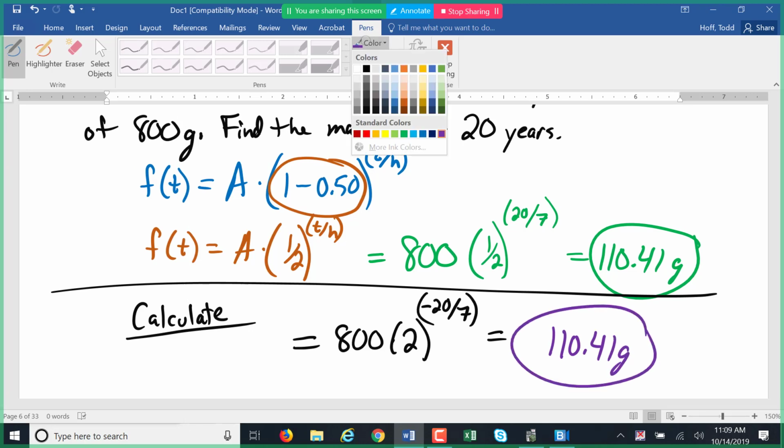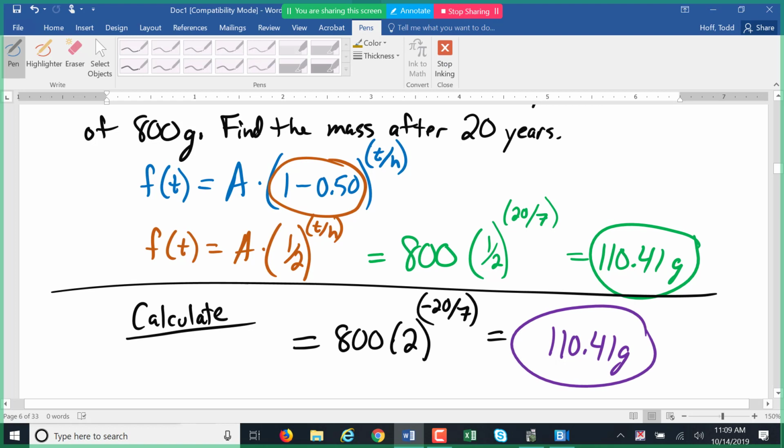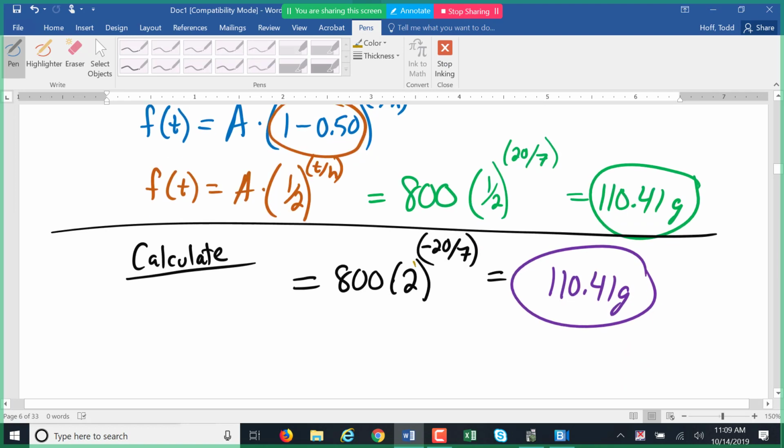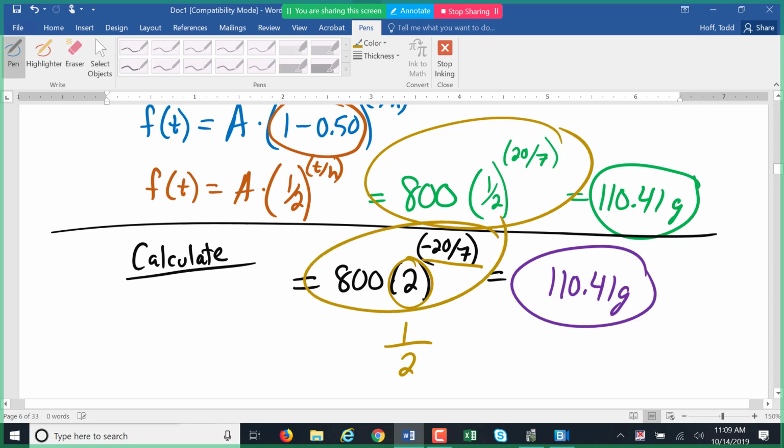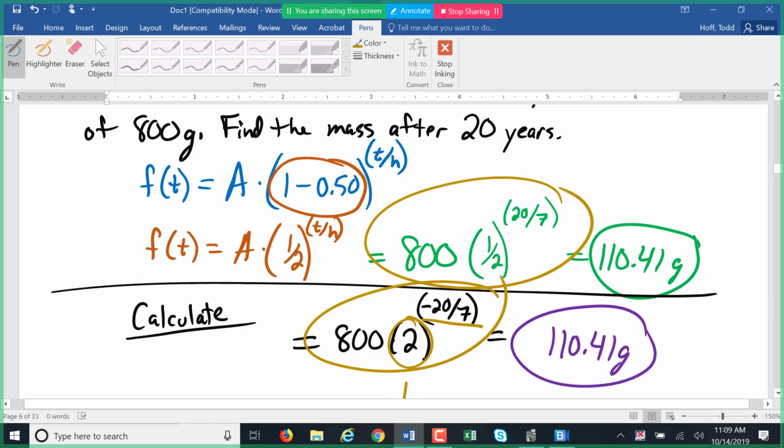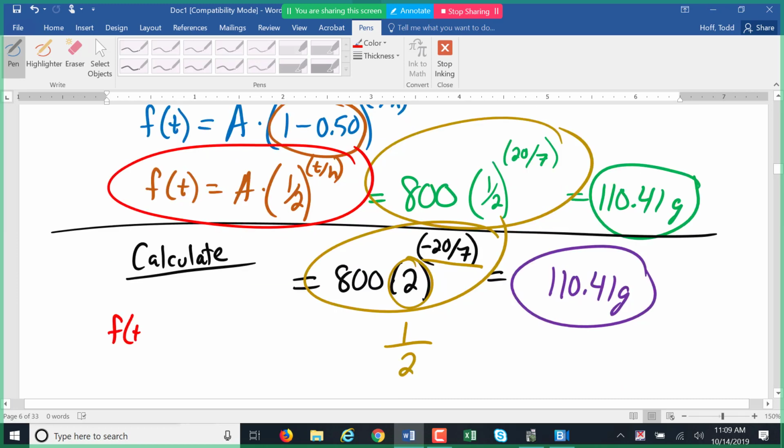Why do those come out the same? Well, remember, a negative exponent is just a reciprocal. 2 to the power of negative 20 over 7 is just saying 1 over 2 to the power of 20 over 7. So these two expressions are equivalent. And that half-life equation is sometimes written instead of this form right here as a times 1/2 to the t over h. It is sometimes written as a times 2 to the power of negative t over h.